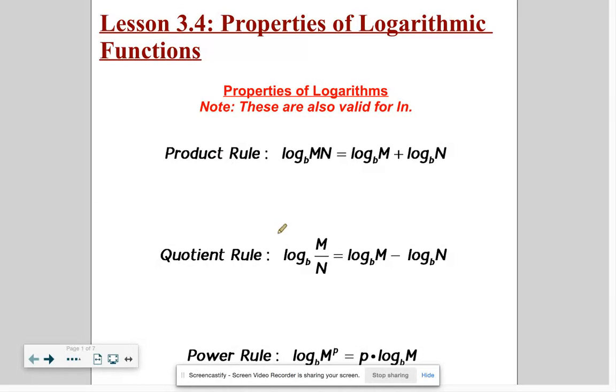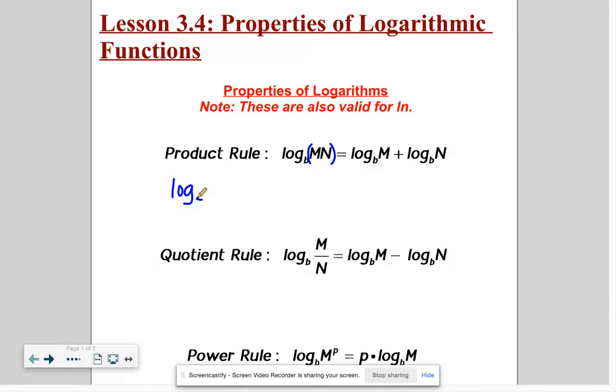So the product rule states that when you have a logarithm and you've got two things inside here that are multiplied together, it will follow the exponent product rule in that the exponents add when two things are multiplying. So basically you need to remember that product rule means add the exponents. So product rule here means add the logarithms. Okay, here's what I mean.